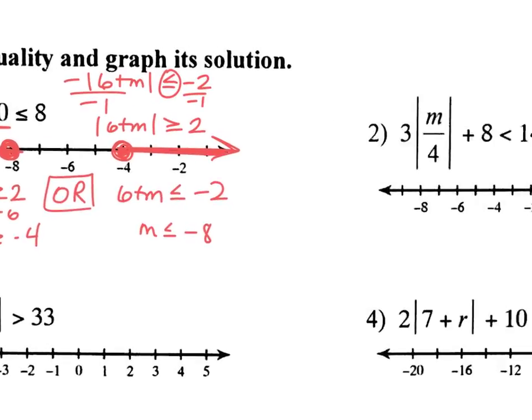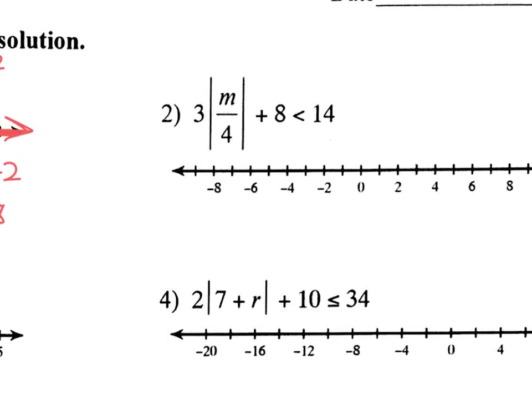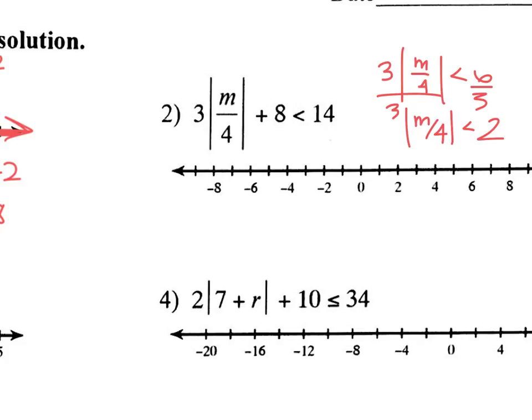All right, question 2. Again, we're going to get rid of our visitors first. So I'm going to subtract 8 from both sides. It's going to give me 3 times the absolute value of m over 4 is less than or equal to 6 when I subtract 8. Divide by 3. The absolute value of m over 4 is less than 2. So now we're ready to split into our two cases. We've got m over 4 is less than 2. And since this is less than, this is and.